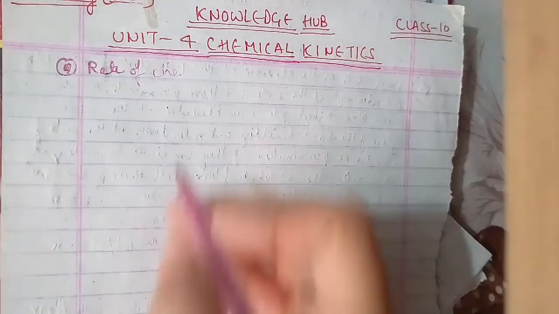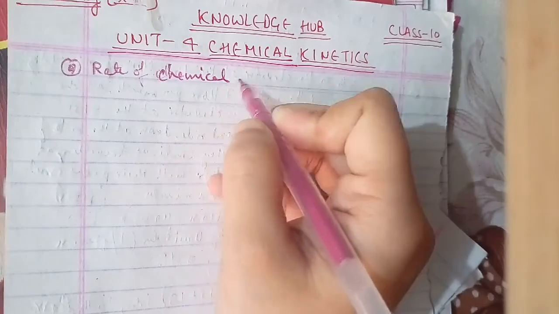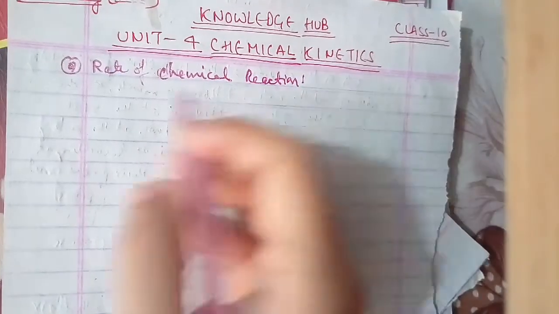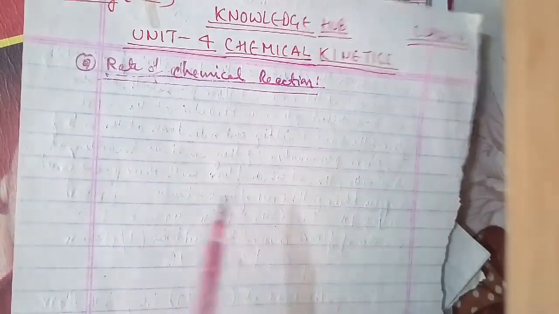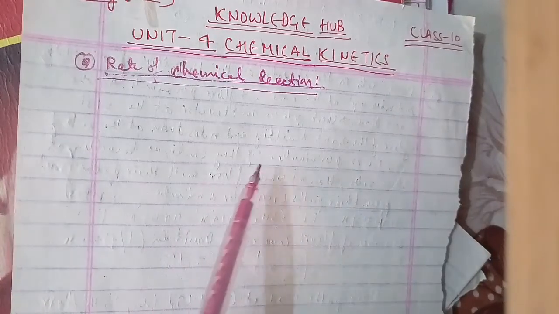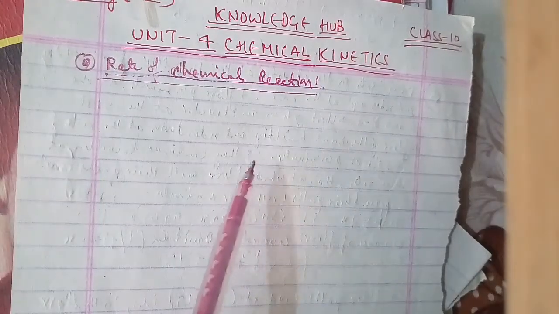So, rate of chemical reaction. Here are some reactions, such as ionic reactions, that occur very fast. For example, the precipitation of silver chloride occurs instantaneously by mixing aqueous solutions of silver nitrate and sodium chloride. On the other hand, some reactions are very slow, for example, rusting of iron in the presence of air and moisture.